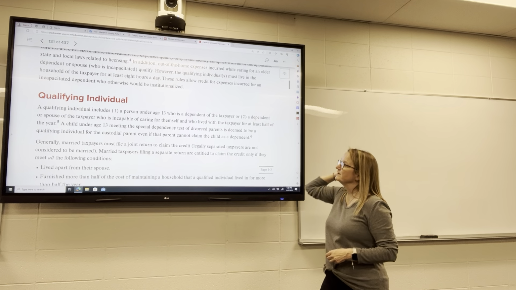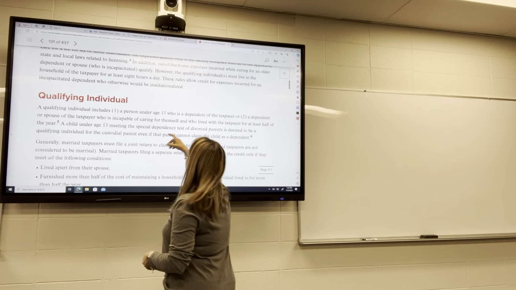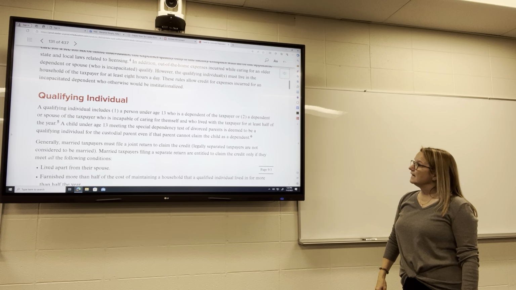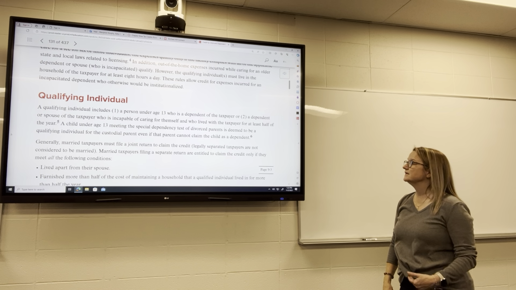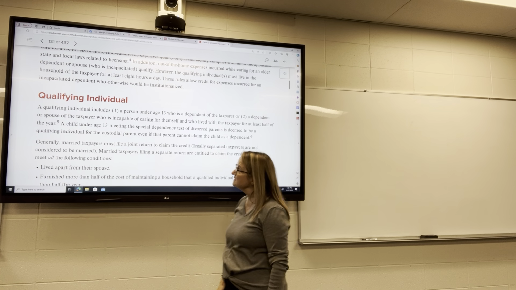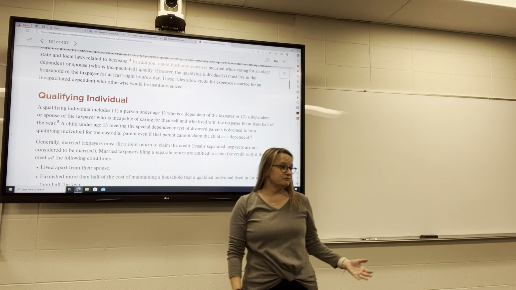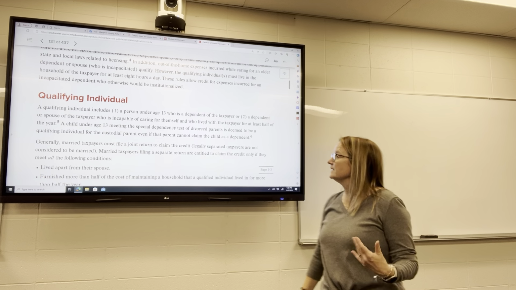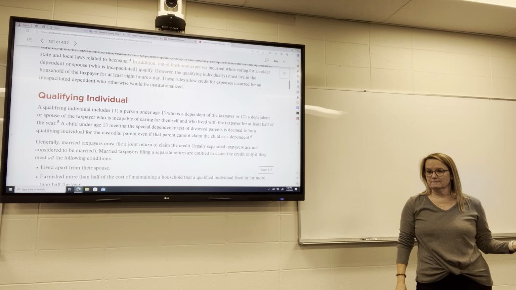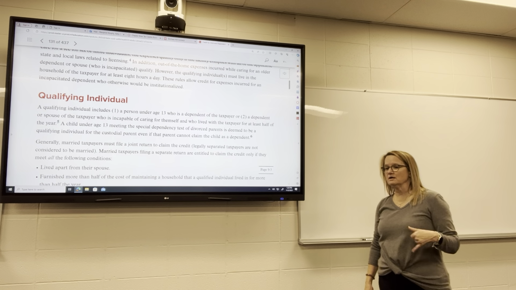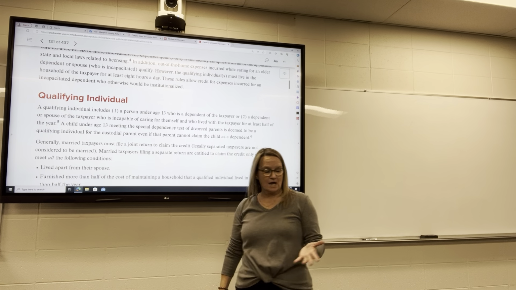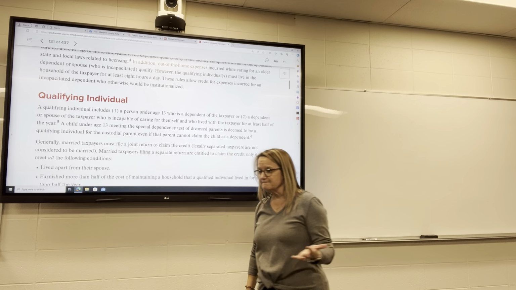So who is a qualifying individual? A person under the age of 13 who is a dependent of the taxpayer, or a dependent of the spouse or taxpayer who is incapable of caring for themselves and who lived with the taxpayer for at least half of the year. So if it's for child care, the child has to be under the age of 13 on December 31st. If they turn 13 on December 31st, then any care received after that point does not qualify, okay?